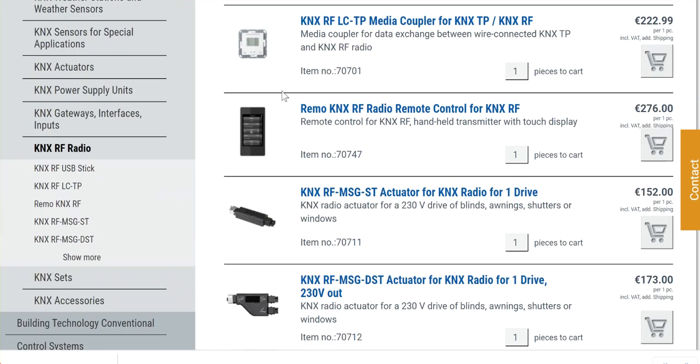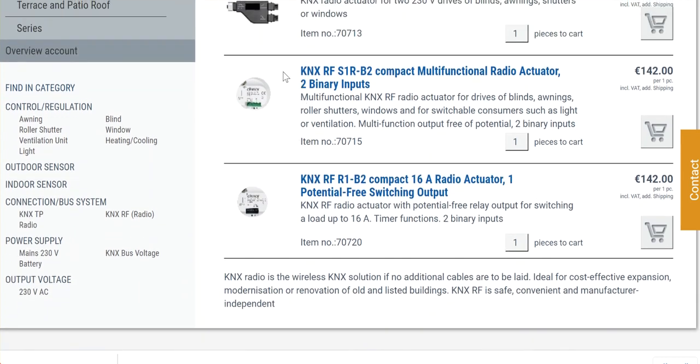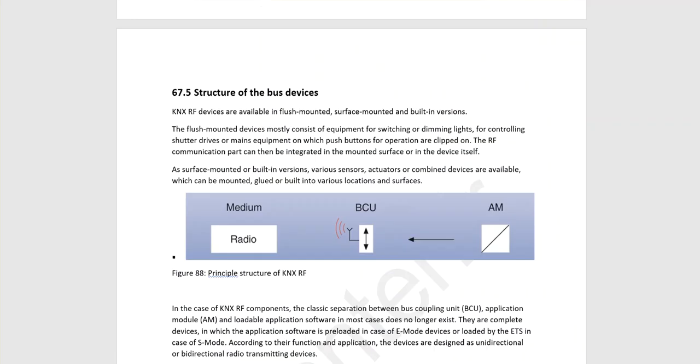For example, in KNX devices, you can see the flush-mount devices that you can put into the flush-mount housing behind the keypad as an actuator with input, for example. The flush-mount devices mostly consist of equipment for switching or dimming light, for controlling shutter drives, or main equipment on which push buttons for operation are clipped on. The RF communication part can then be integrated into the mounting surface or in the device itself.